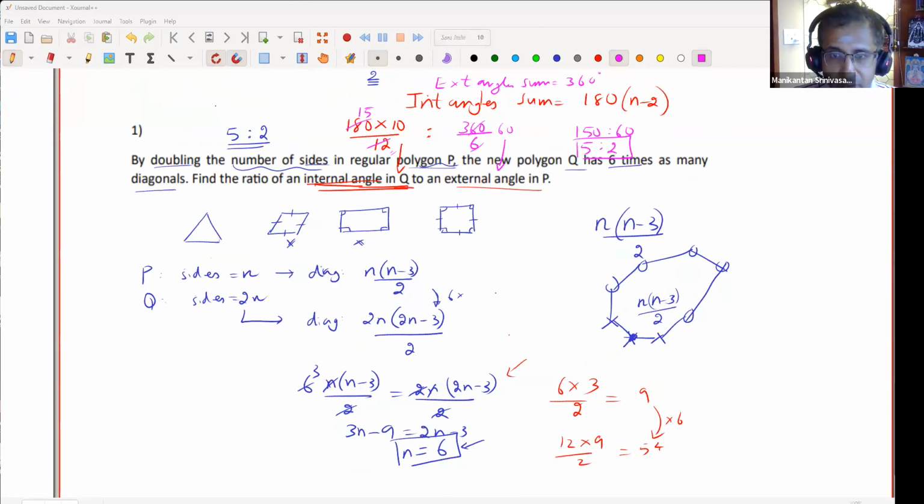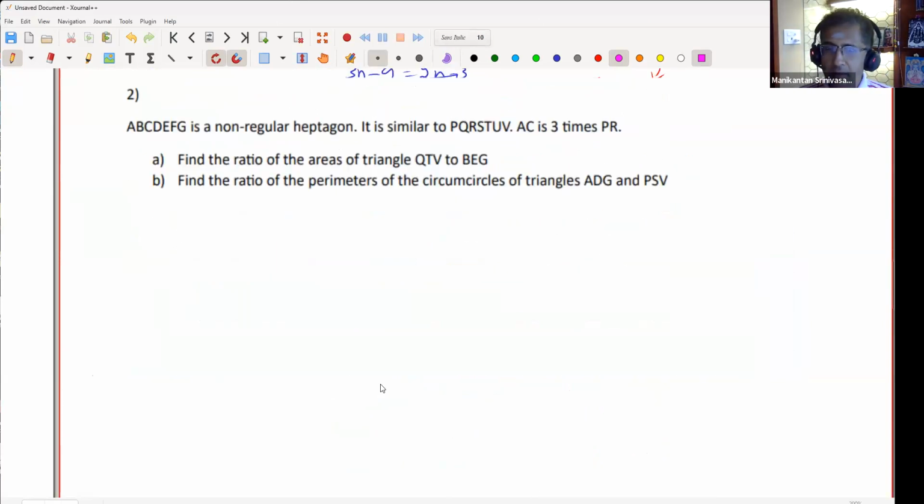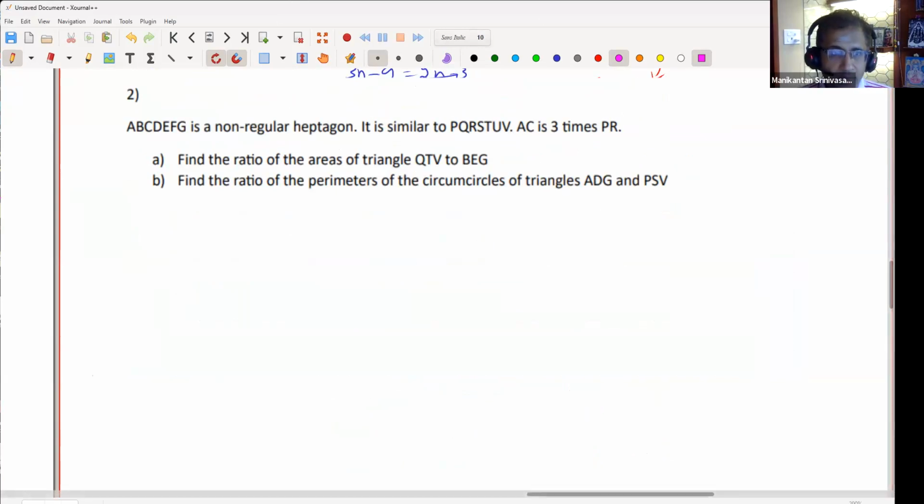A, B, C, D, E, F, G, H, I think. A, B, C, D, E, F, G is a regular heptagon. Heptagon, also known as septagon, which is 7-sided, non-regular. Non-regular meaning it's not regular. It's similar to another septagon or heptagon, which is 7-sided again. Now AC is 3 times PR.